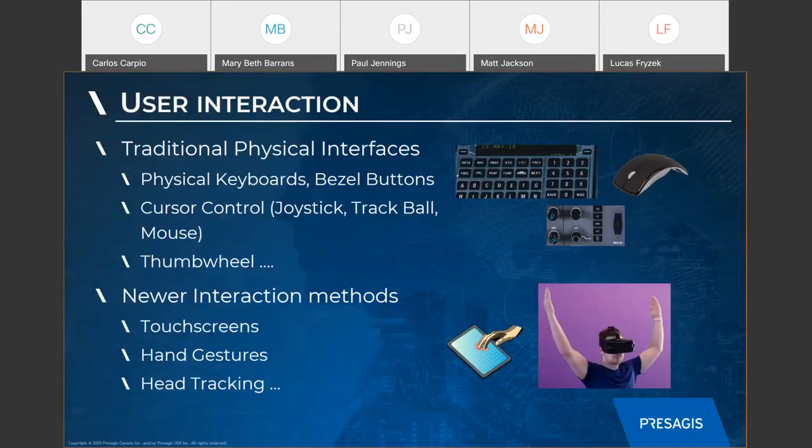So we've talked about the presentation. Obviously, I keep referring back to user interaction. Now, traditionally, physical interfaces like keyboards or bezel buttons, moving on later in evolution, we have cursor control: joystick, trackball, mouse, thumb wheel. These types of devices worked.